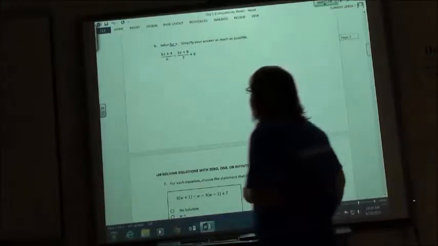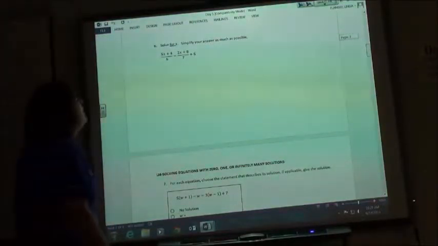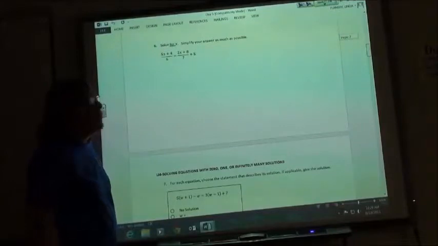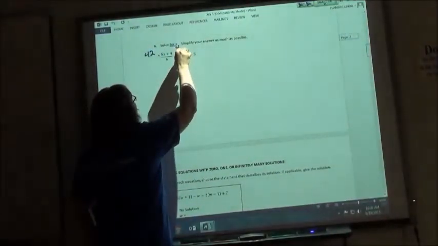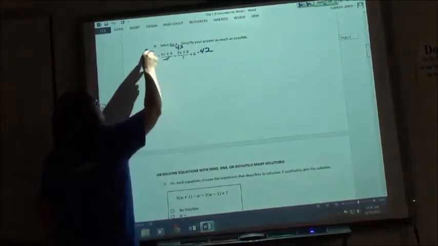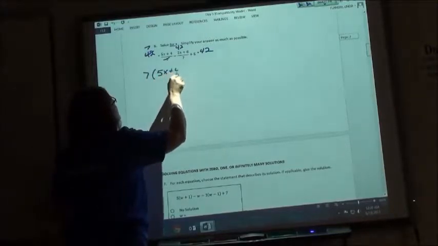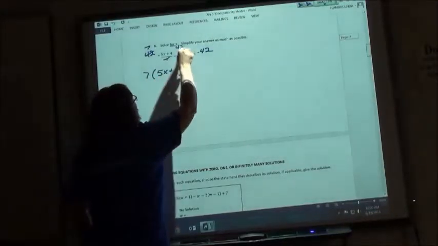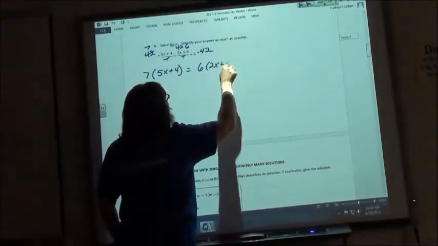So number 6, same kind of thing. This time I have denominators of 6 and 7 that don't have anything in common, so I just have to multiply them together and use 42. It's not a real easy number to work with, but probably better than the alternative. So I'm going to put 42 times each of my terms. 6 goes into 42 7 times, so I have to take the 7 times the 5x plus 4. 7 goes into 42 6 times, so I'm going to take the 6 times the 2x plus 8.